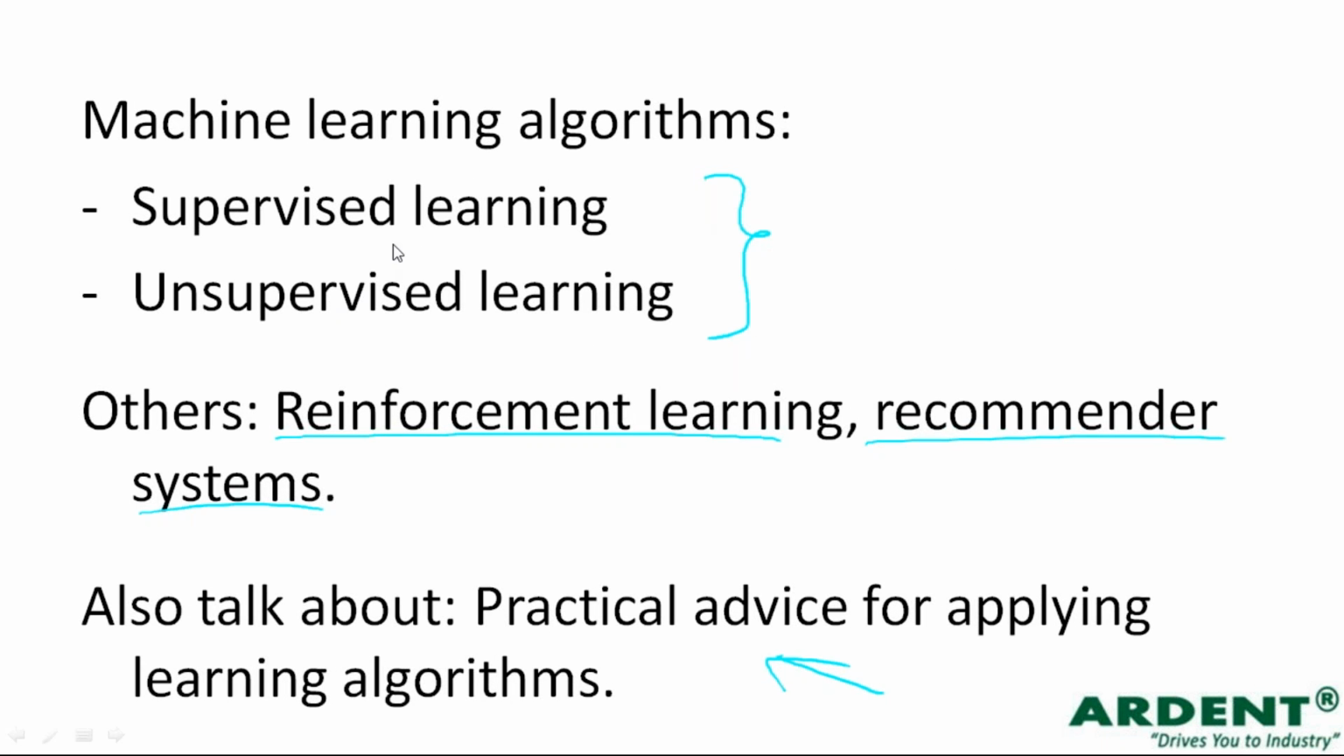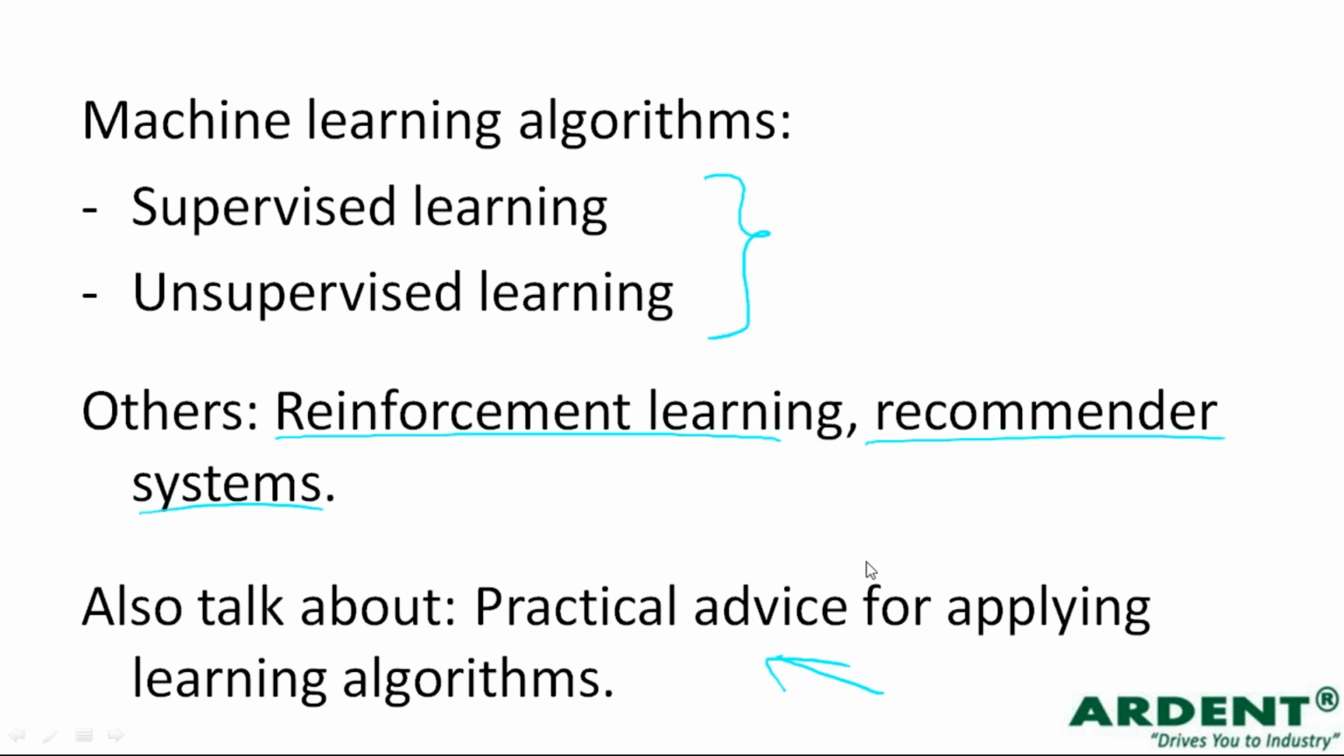Machine learning algorithms are basically of two types: supervised learning and unsupervised learning. The others are reinforcement learning and recommender systems, but basically the algorithms are based on two types, supervised and unsupervised. What is a supervised algorithm and what is an unsupervised algorithm?